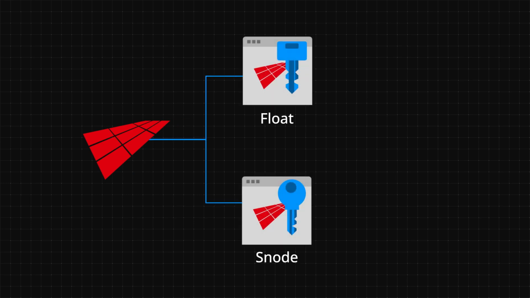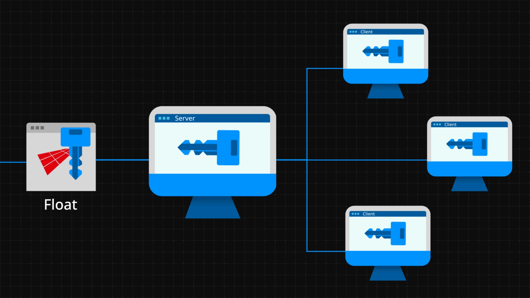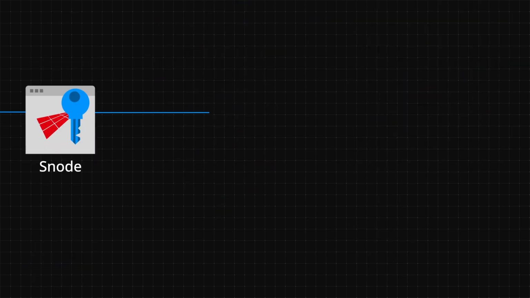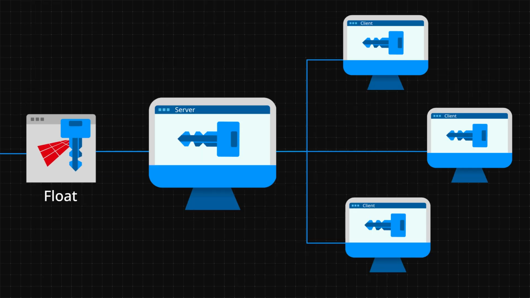The licenses are of two types: float and snode. Float license allows GridPro to run on any machine which is on the same network as the server, whereas with the snode license, the server is the same machine as the client. We will look into the details of the float license.